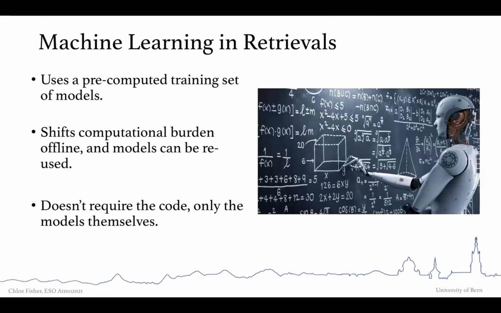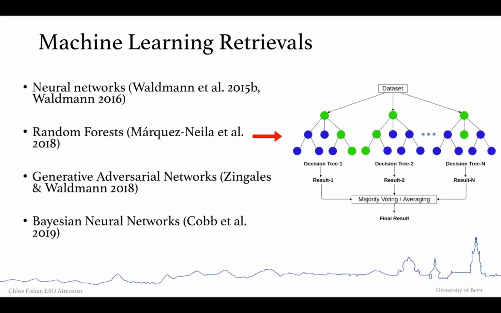So machine learning retrievals have been going on for a few years. They started back in 2015 with Ingo Waldmann's work, where he uses a neural network to select the molecules that should be in a retrieval. So when you start your retrieval, you have to decide already which molecules you're going to put in, and Ingo Waldmann's neural network can select those automatically for you.